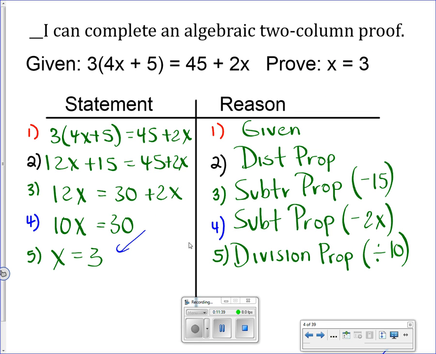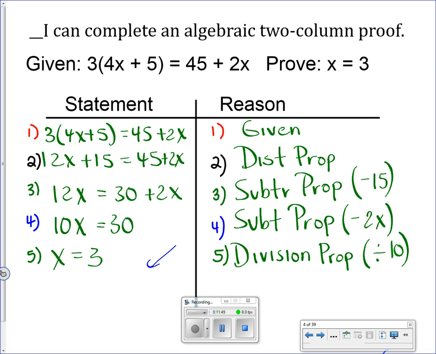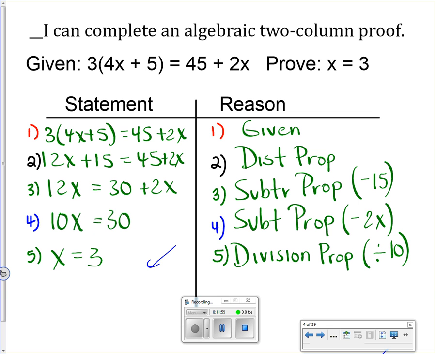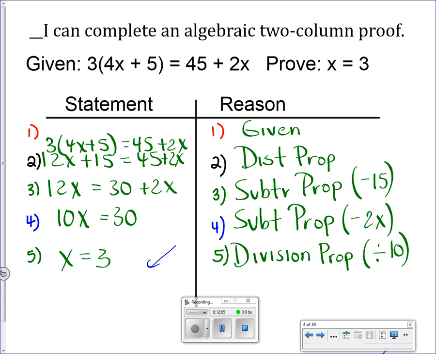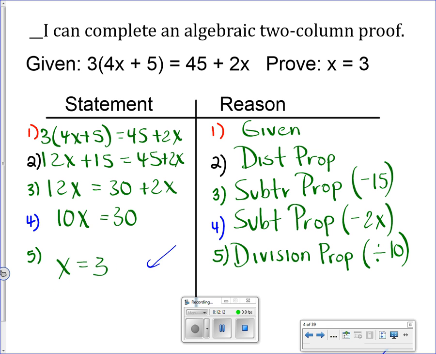And logically, what's just happened is I said, hey, this is true because it's given. But if this is true, then this one is true. Why is that true? Distribution property. But if that one's true, then this one's true. Why? By the subtraction property. But if this is true, then this one must be true. Why? Because of the subtraction property. But if this one's true, then this one is true. And so I just proved to you that if this is true, then x must equal 3. I just proved to you that that is true.